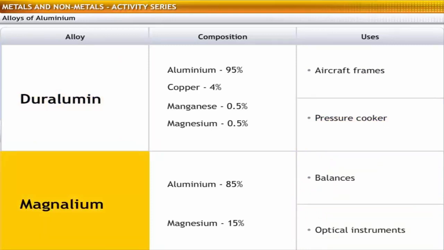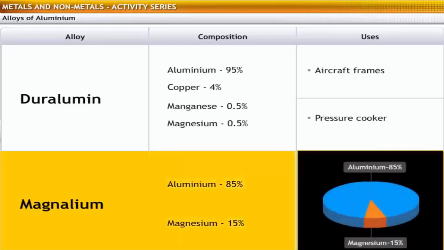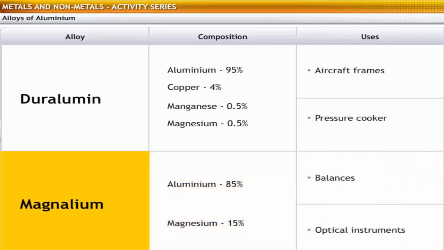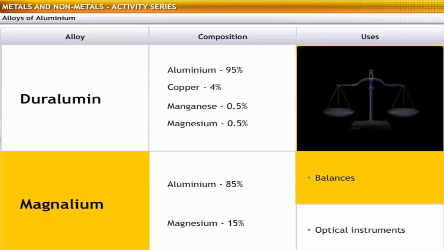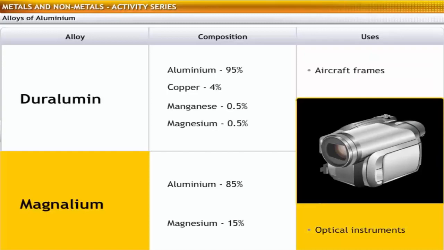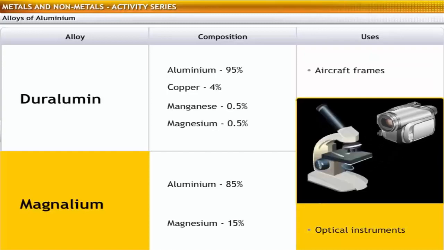Magnalium is an alloy of aluminium and magnesium. Although weak and soft in elemental state, magnesium combines with aluminium to produce some alloys that are useful as engineering materials. Magnalium is composed of 85% of aluminium and 15% of magnesium. Magnalium is used in the making of balances because of its high structural strength and resistance to corrosion. It is also used in the making of optical instruments like cameras and microscopes due to its light weight and resistance to corrosion.